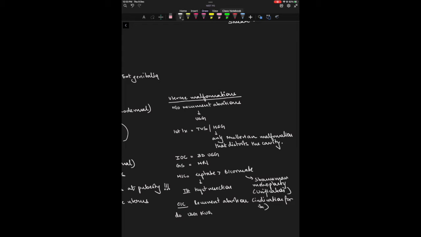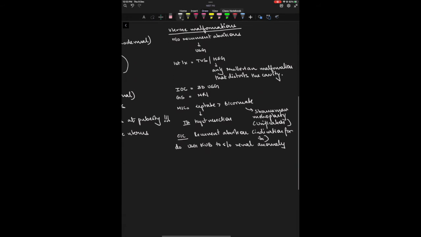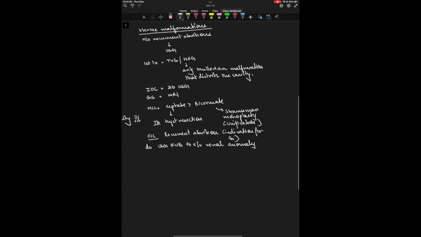Then do ultrasound KUB to rule out renal anomalies, either USG KUB or X-ray KUB, right? Or pyelography basically. Classification. Class 1 is Mullerian agenesis. The female will have complaints of amenorrhea. Then class 2 is unicornuate uterus.